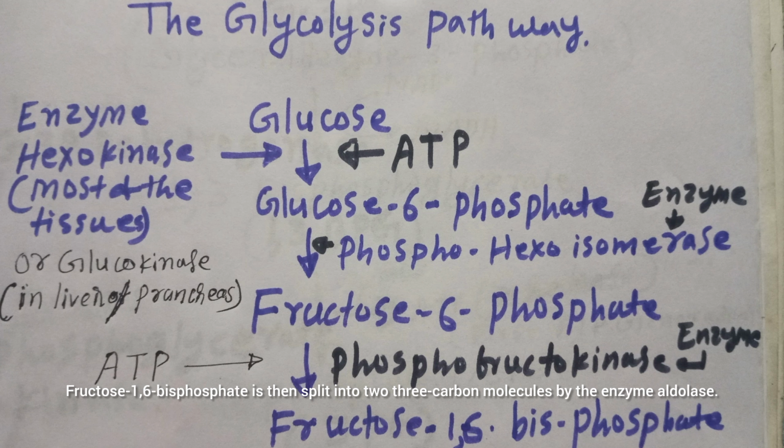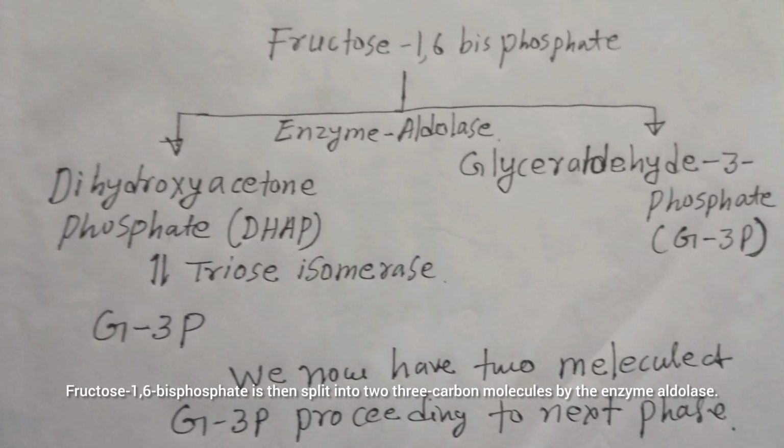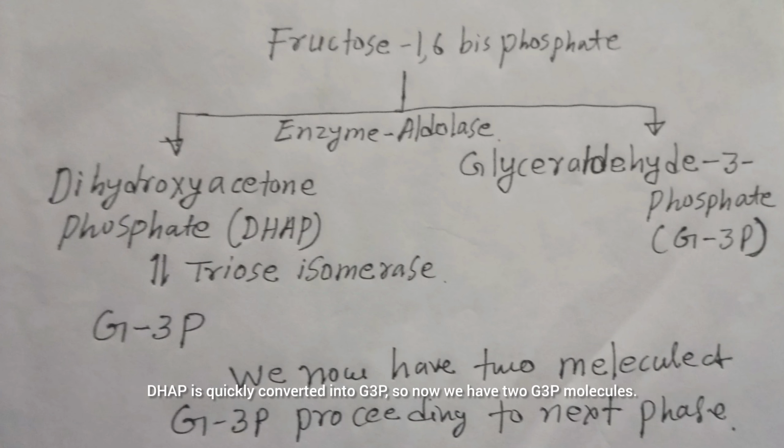Fructose 1,6-bisphosphate is then split into two 3-carbon molecules by the enzyme aldolase. These molecules are dihydroxyacetone phosphate, or DHAP, and glyceraldehyde 3-phosphate, or G3P. DHAP is quickly converted into G3P. So now we have two G3P molecules. Next begins the energy-producing phase.